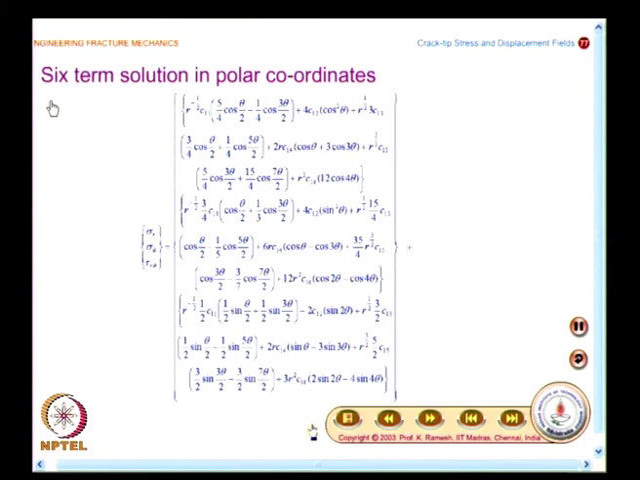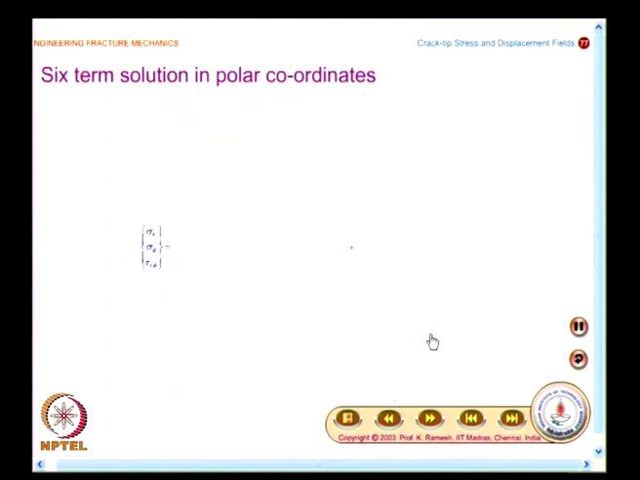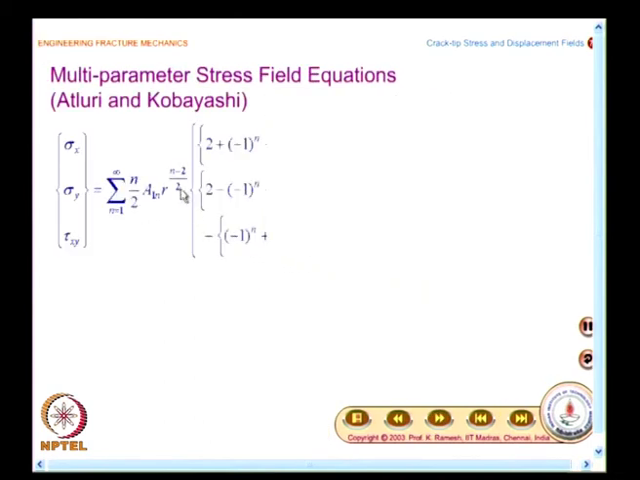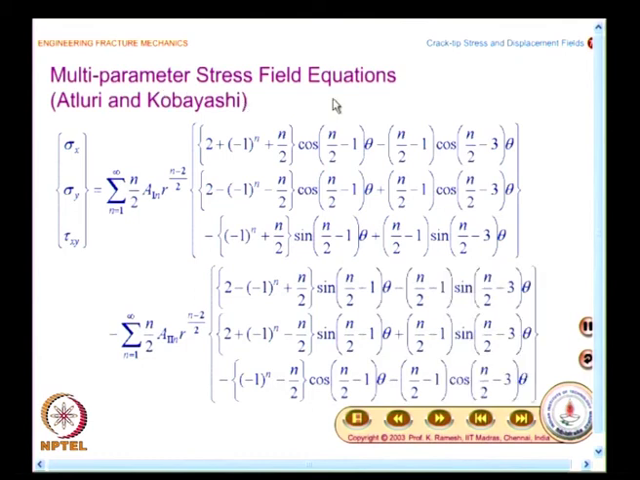We saw the equation by Williams, and you have the 6 term solution in polar coordinates. You get the stress component sigma r, sigma theta and tau r theta, and this corresponds to the mode 1 loading, and you have another set of terms which corresponds to mode 2 loading. This equation is quite clumsy, and we are not in a position to write it in a generic form, and the credit for bringing out multi-parameter stress field equations in an elegant fashion goes to At-Laurie and Kobayashi.